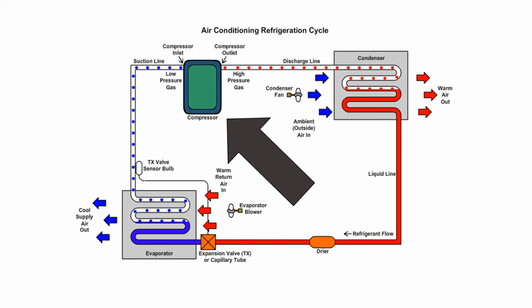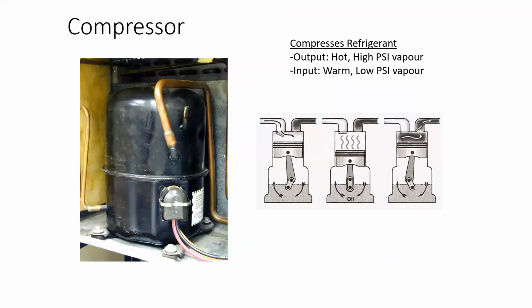So let's start with the compressor. A compressor looks like this, compresses the refrigerant gas. Its output is a very hot, high PSI vapor, and its input is kind of a warm, low pressure vapor.